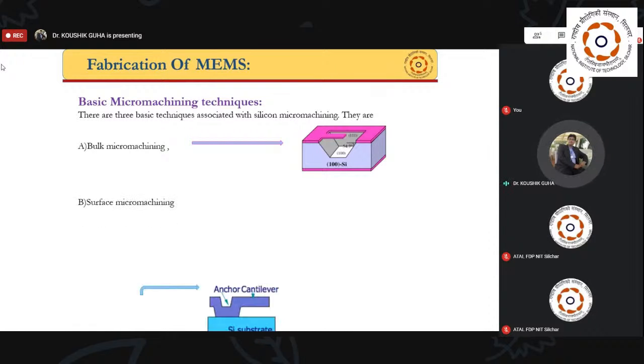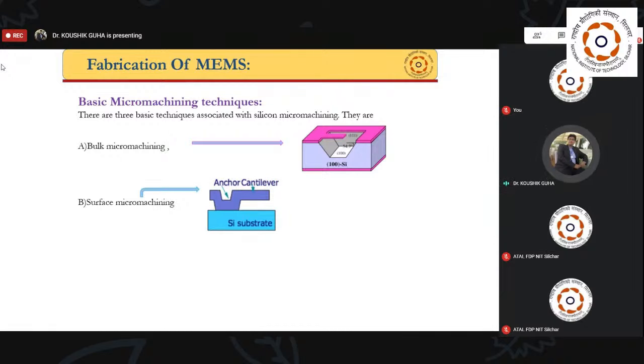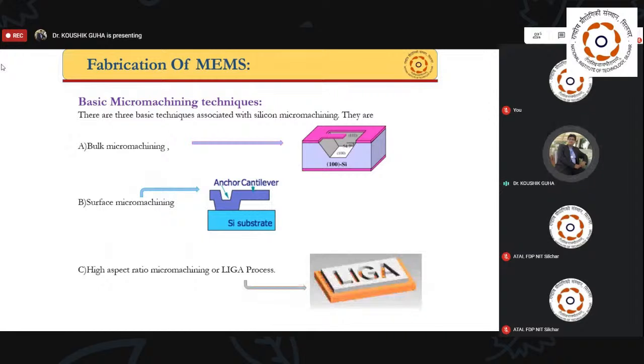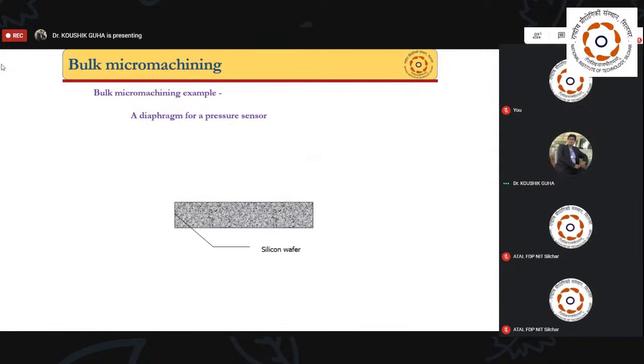But in contrast, surface micromachining means the bulk of the silicon substrate will not be interrupted. It will remain as it is, but you can develop your devices or architecture on top of the substrate. This is called surface micromachining. There is also another sophisticated micromachining process called LIGA. Here you can fabricate very sophisticated, very high resolution, high aspect ratio structures.